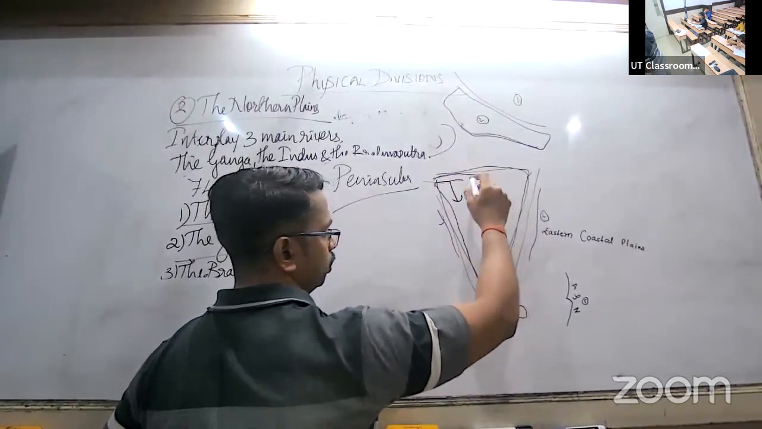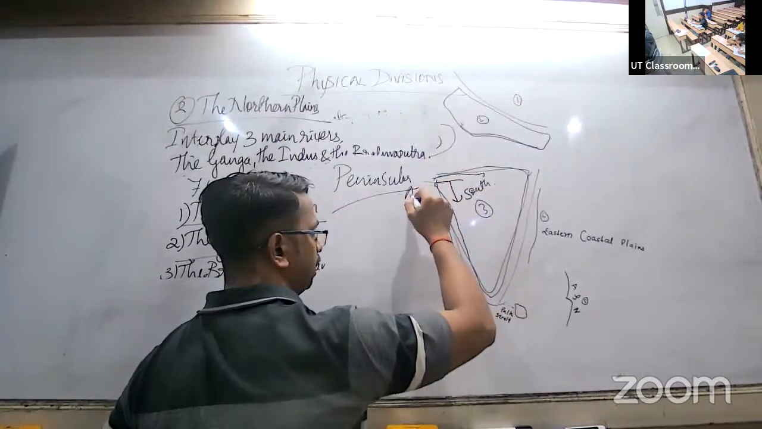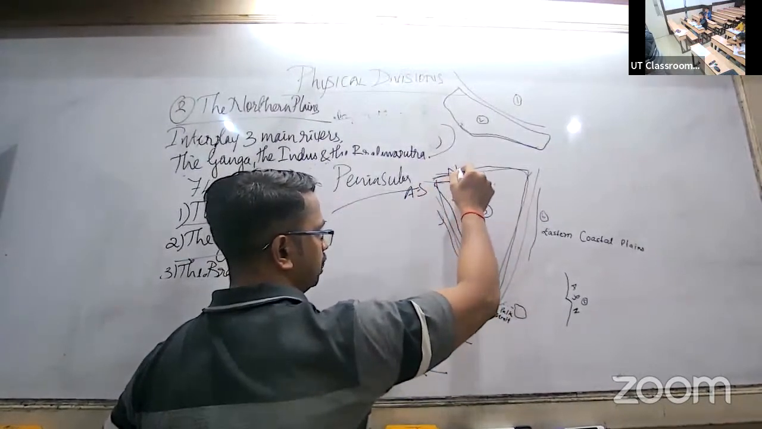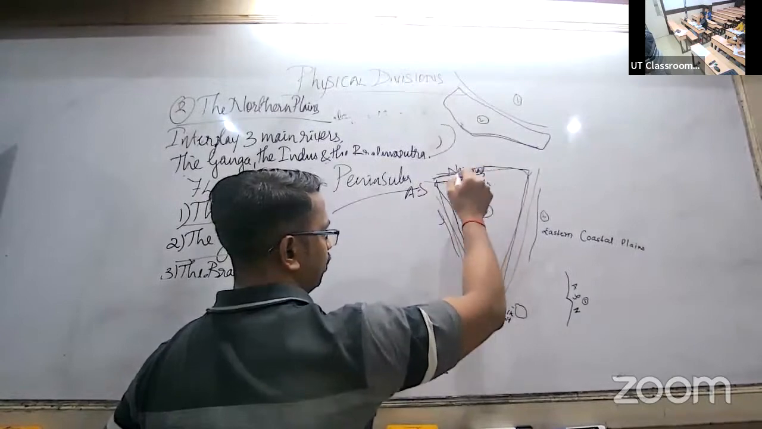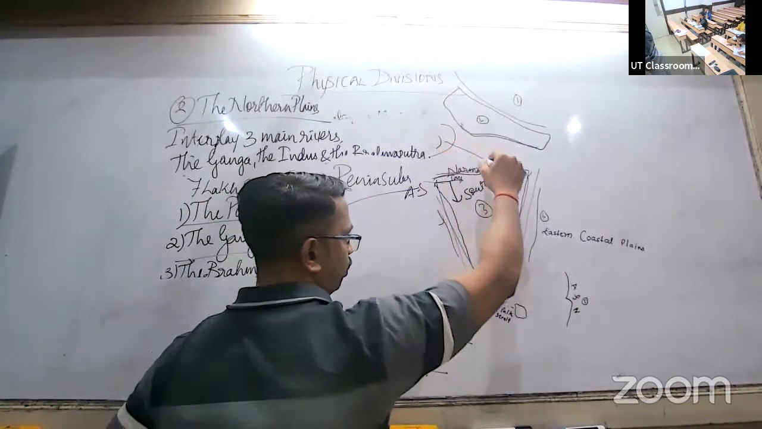The Indian Plateau. There are two rivers which flow into the Arabian Sea. Which are the two rivers? All other rivers flow where? They all flow into the Bay of Bengal.